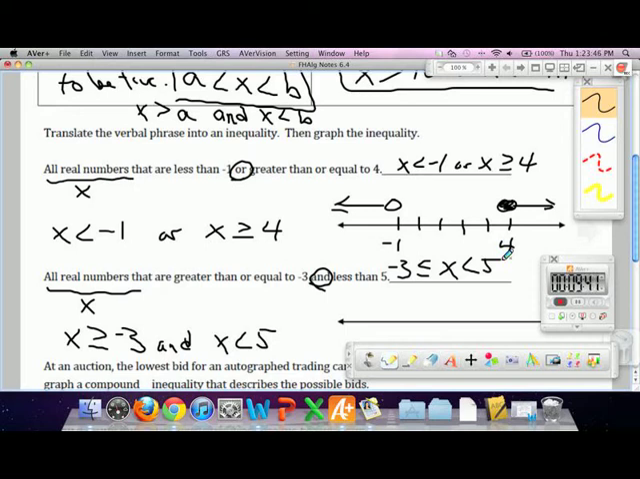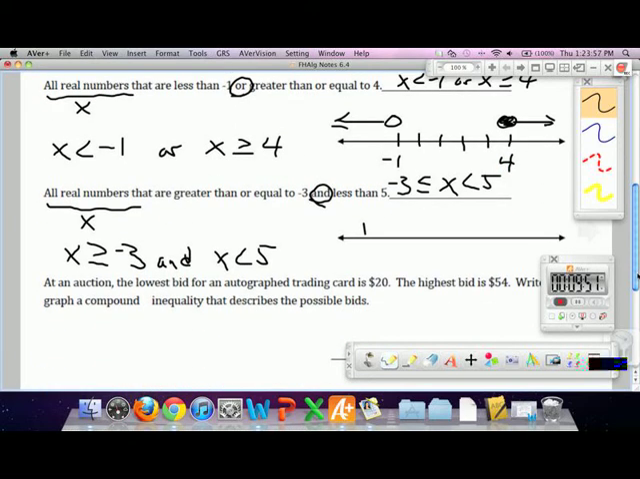Okay. So how am I going to graph this? Well, what values is x in between? -3. Is this going to be an open or closed circle? 2, 1, 0, 1, 2, 3, 4, 5. Circle. Is it open or closed? It's open. And then how do I represent the numbers that are between these? Good.